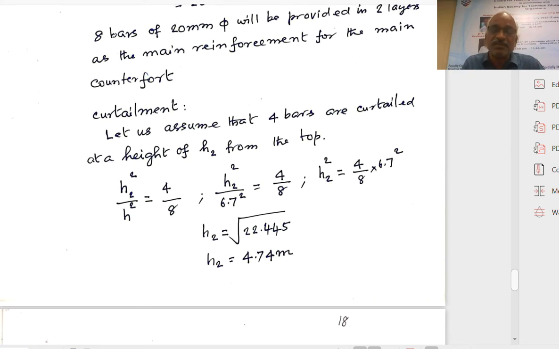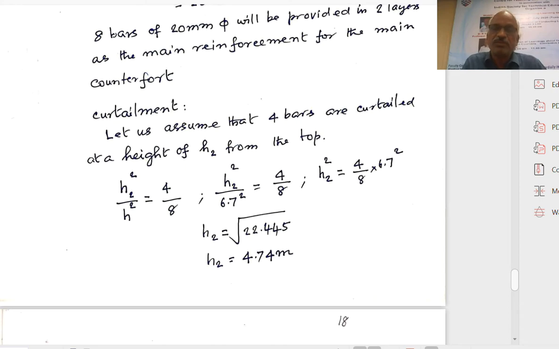If H is the height at which you provide 8 bars, and if H2 is the height at which only 4 bars are sufficient, then according to the formula, H2 square by H square equal to 4 by 8. If you have provided 8 bars at the bottom of H and up to the level of H2 from the top, 4 bars are sufficient. So using this formula, or you can use 2 at the bottom, 1 at the 50%, that also you can use. So H equal to 4.74 meters.